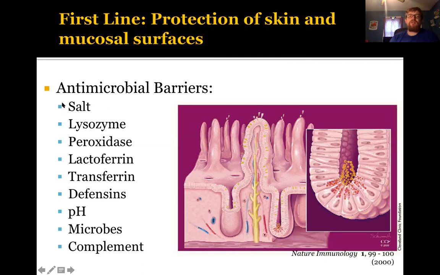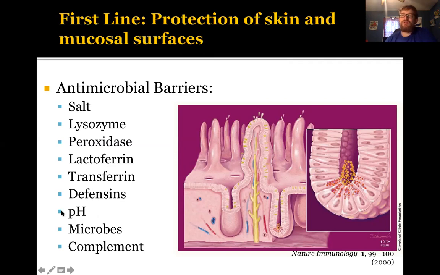So on your skin, salt. We talked about some of those extremophiles that like salt when they grow. That's not necessarily the thing that regular bacteria or regular pathogens like. So if we keep the salt content high, we limit growth. Lysozyme, a natural basically antibiotic. We talked about that briefly, it interferes with the cell wall. Peroxidase, lactoferrin and transferrin, so this idea that you keep iron away. Defensins, which we just talked about.